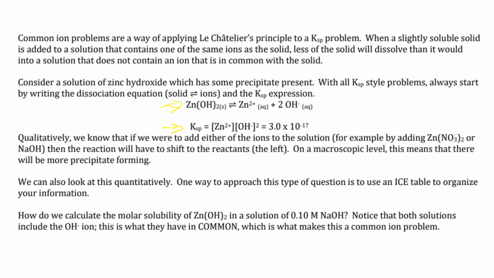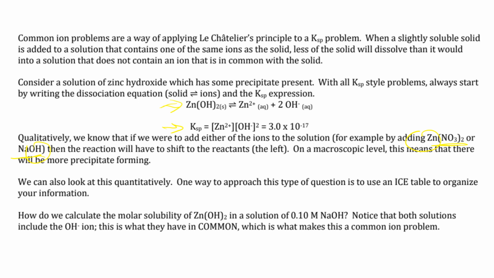According to Le Chatelier's principle, we know that if we add zinc nitrate or sodium hydroxide, so notice how we have zinc here and OH in the sodium hydroxide, by adding those you're adding to the product side. According to Le Chatelier's principle, by adding those products, you're going to shift the reaction to the left, making more reactants. So what you're going to see is technically more precipitate forming.